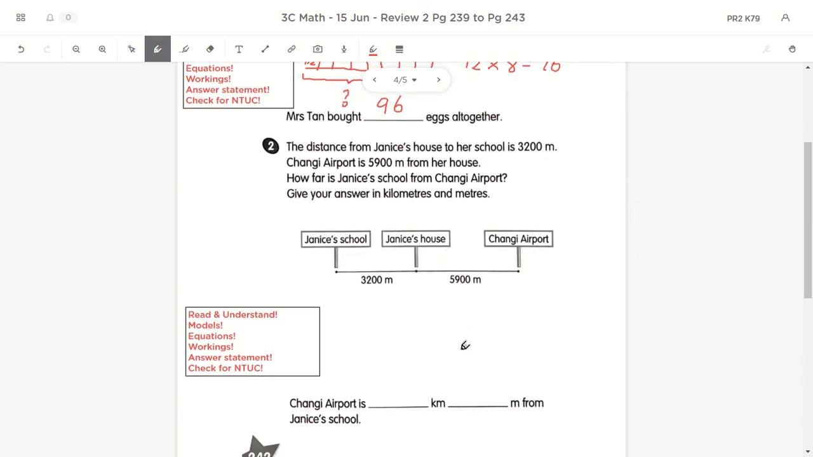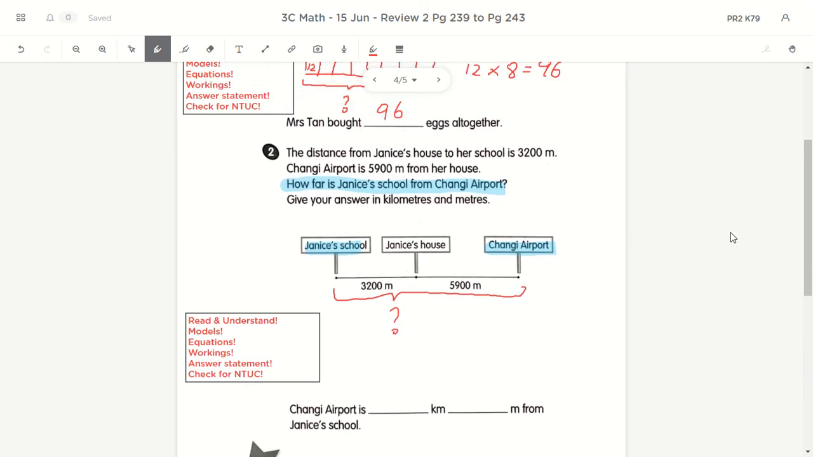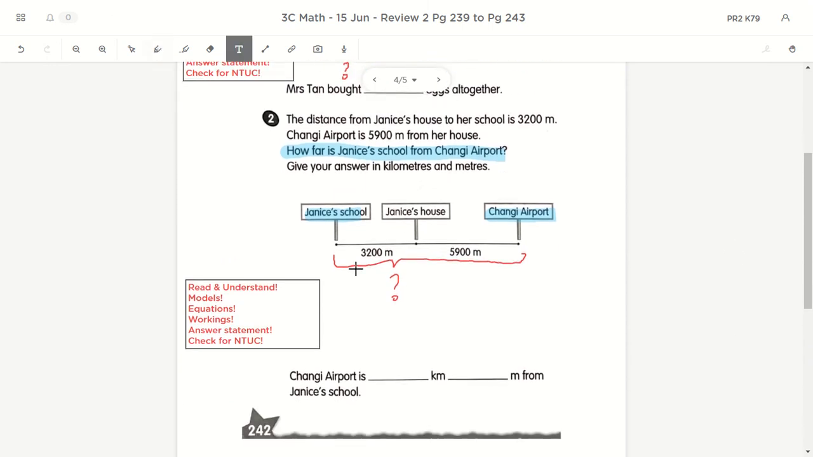Let's go on. The distance between Jenny's house, which is here, and her school, which is here, is 3,200 meters. And then Changi Airport is 5,900 meters away from her house. So this is all represented in a diagram so nicely drawn for you. But the question asks you, how far is Jenny's school from Changi Airport? Jenny's school is here, Changi Airport is here. So basically they are asking you how far is this.